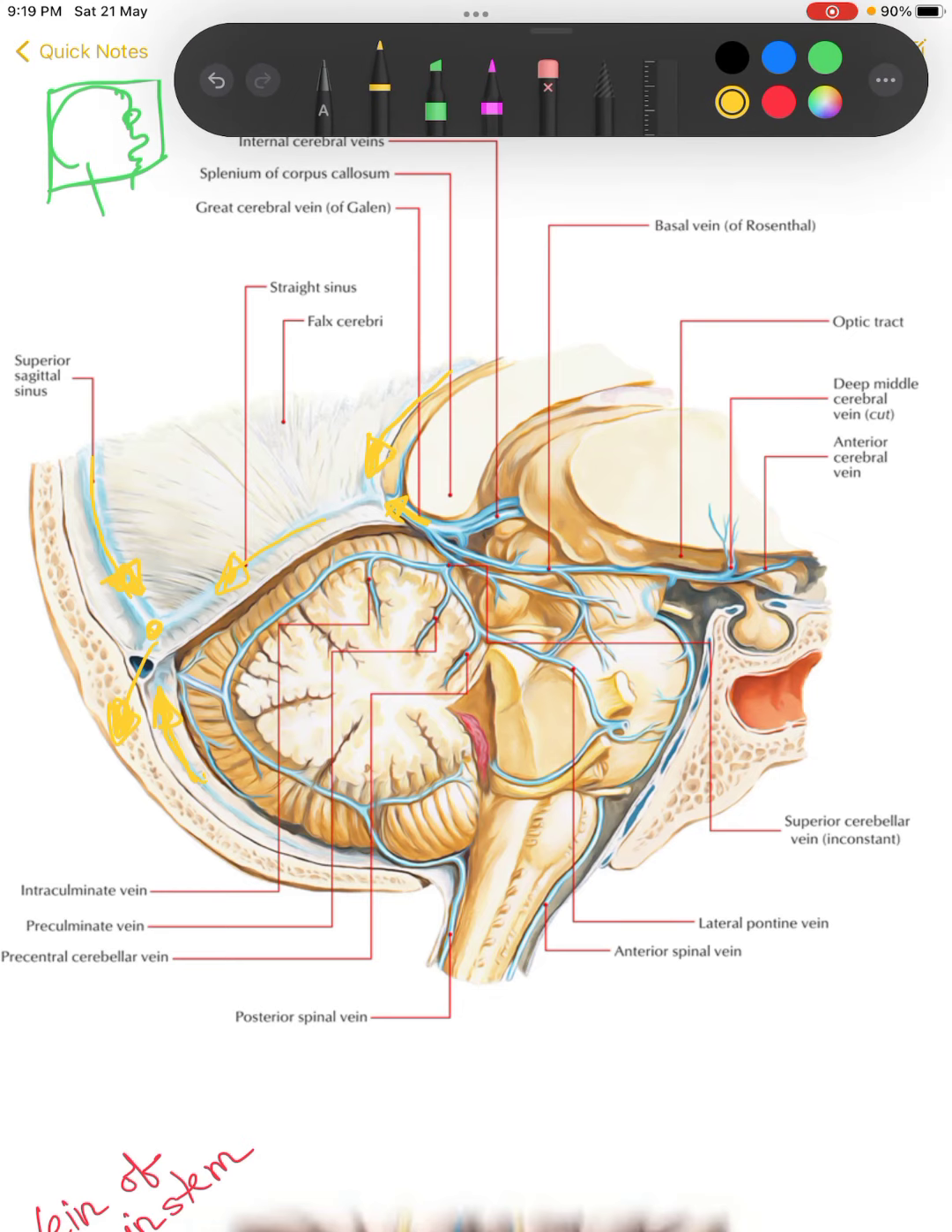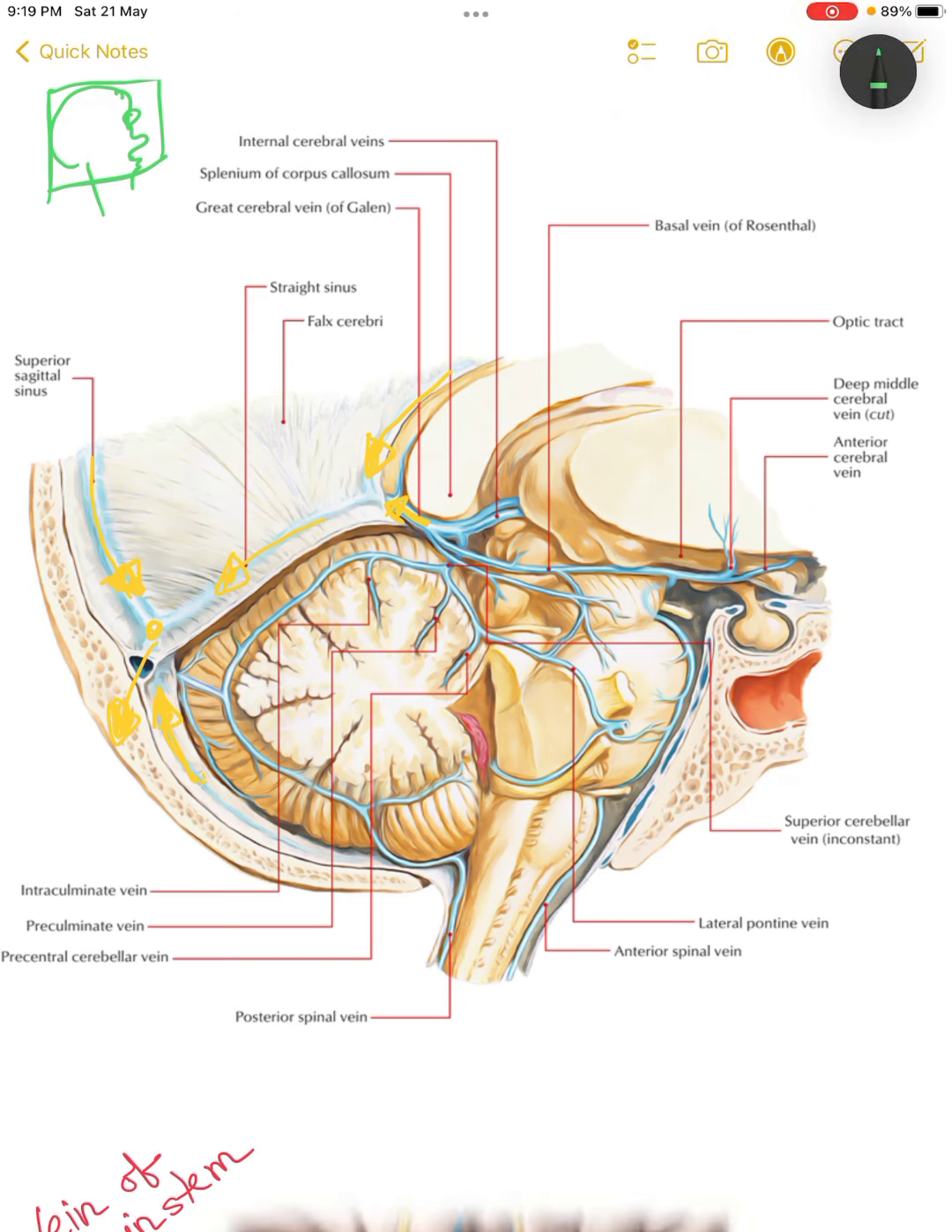Now focus on the main point. First, I'm going to discuss this vein. So what vein is this? This vein is our basal vein, or vein of Rosenthal. Now you can easily appreciate it is supplying this whole structure, and this is our midbrain. So whatever structure is present in the midbrain is supplied by what? Yes, the basal vein.